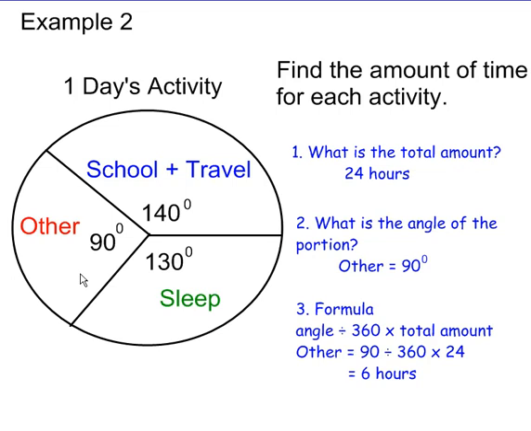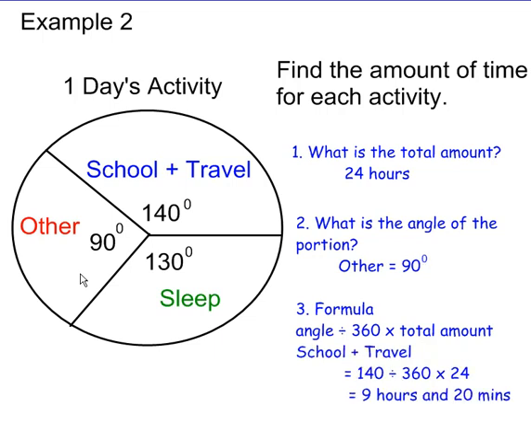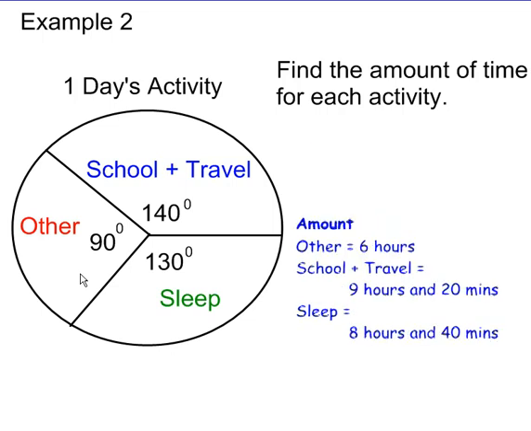We have to repeat that formula for each of the pieces of pie. The second one is school and travel, so 140 degrees divided by 360 times 24. That gives me 9 hours and 20 minutes. Notice I've converted the decimal to hours and minutes. And again with sleep, 130 degrees divided by 360 times 24 gives me 8 hours and 40 minutes.